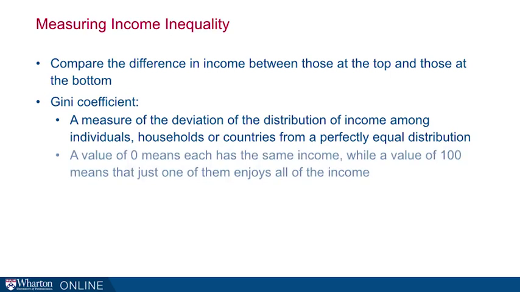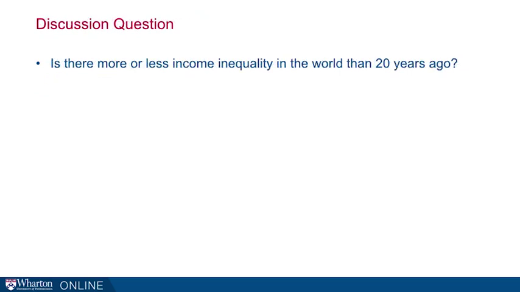When the Gini coefficient equals 0, that means that each individual or household or country has the same income, while a value of 100 means that just one of them enjoys all of the income. So the question that I would like us to analyze next is whether there is more or less income inequality in the world today than 20 years ago. You will notice in a moment that the answer to this question is not that simple.